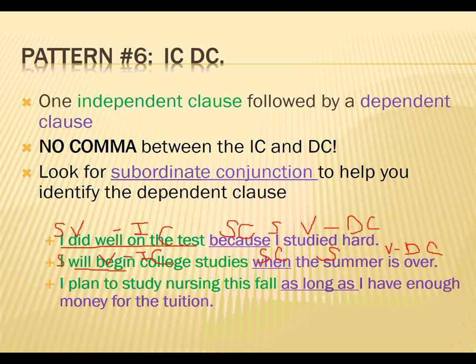Finally, I plan to study nursing this fall as long as I have enough money for tuition. In the first clause, I is the subject, plan is the verb. The rest of the clause expresses a complete thought, so it is an independent clause. In the next clause, as long as is the subordinate conjunction. The subject is I, the verb is have. The second clause is a dependent clause because it begins with the subordinate conjunction followed by the subject and the verb. And remember, dependent clauses cannot stand alone.